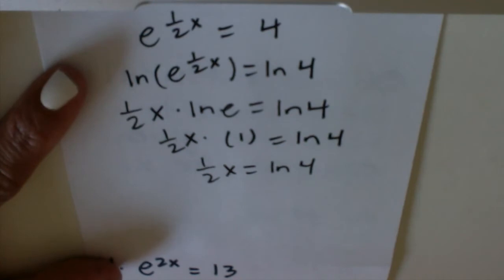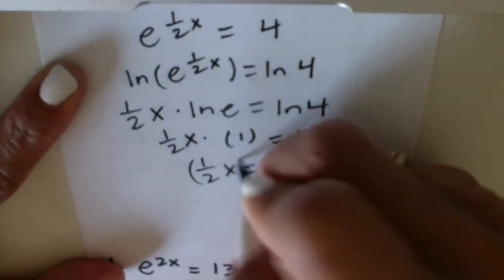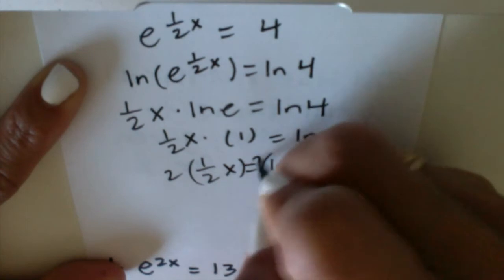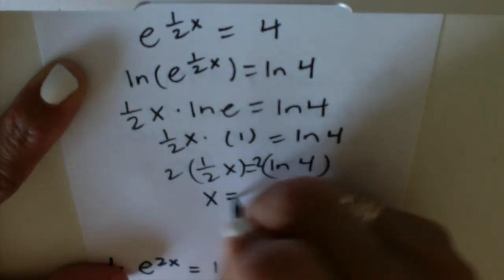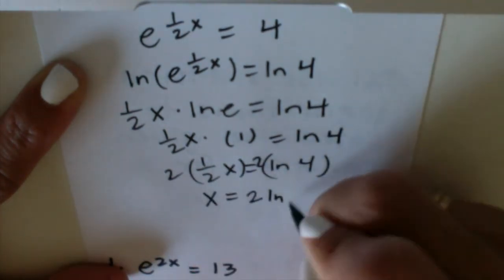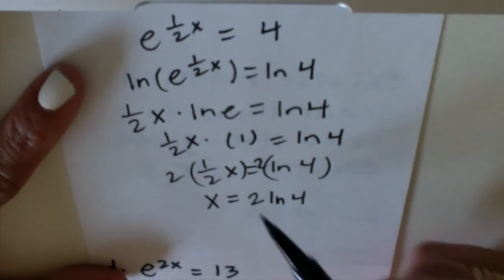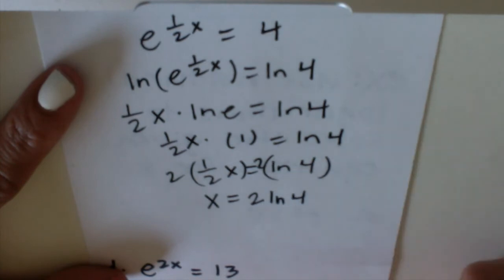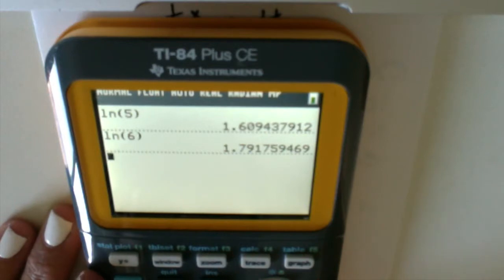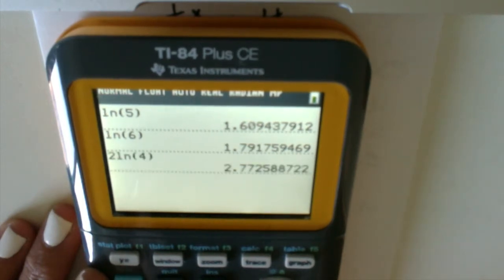To solve for x, we're going to times both sides by 2. And so you get x equals 2 natural log of 4. There's different things you could do with this. You could leave your answer like that. You could move the 2 to the exponent and write natural log of 4 squared or natural log of 16. Finally, I'm going to do the calculator value and get 2 natural log of 4. So you get 2.773.